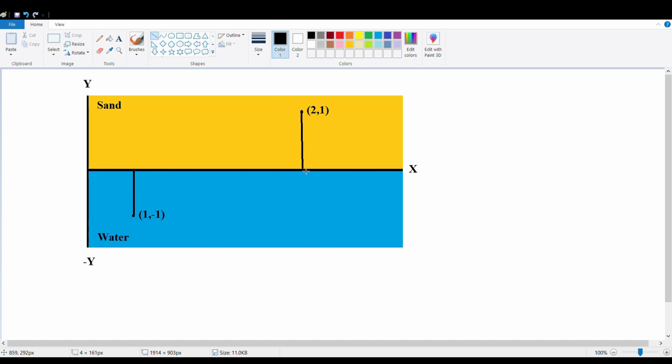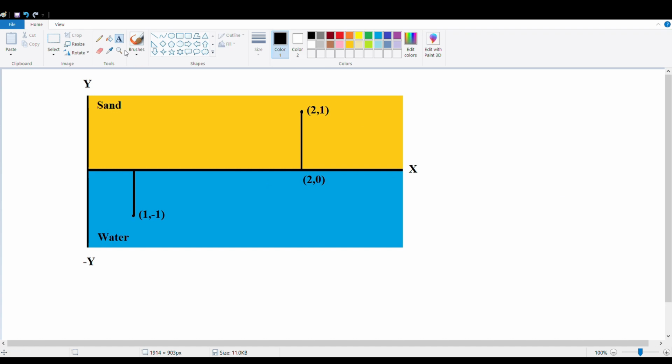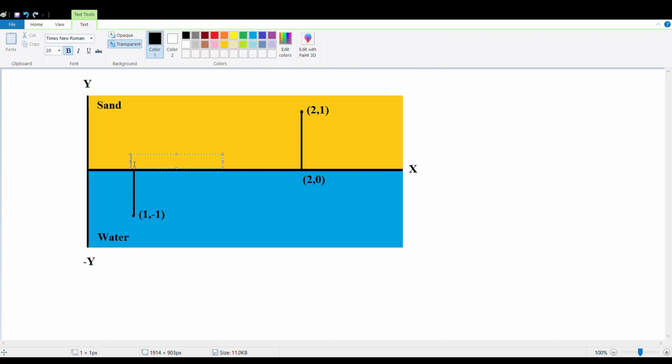All right, now what will be the coordinates of these points where these dots are connecting to the x-axis? These will be 2 comma 0, and they will be 1 comma 0. Once you understand this question, the coding part is really very simple, so please try to focus here.